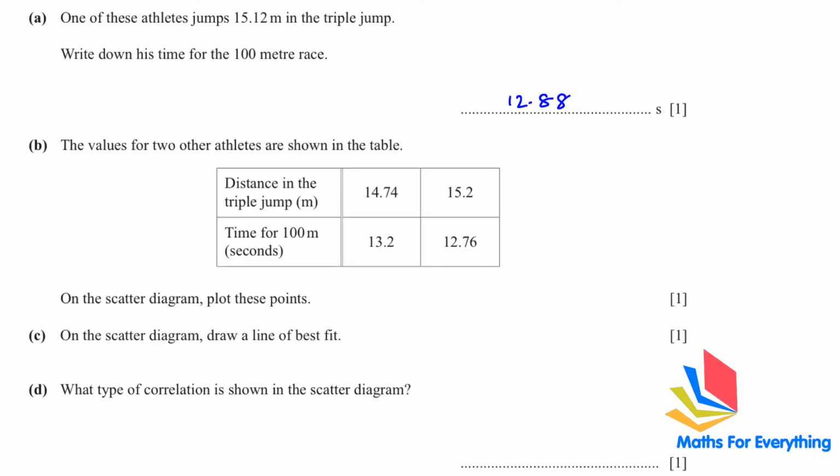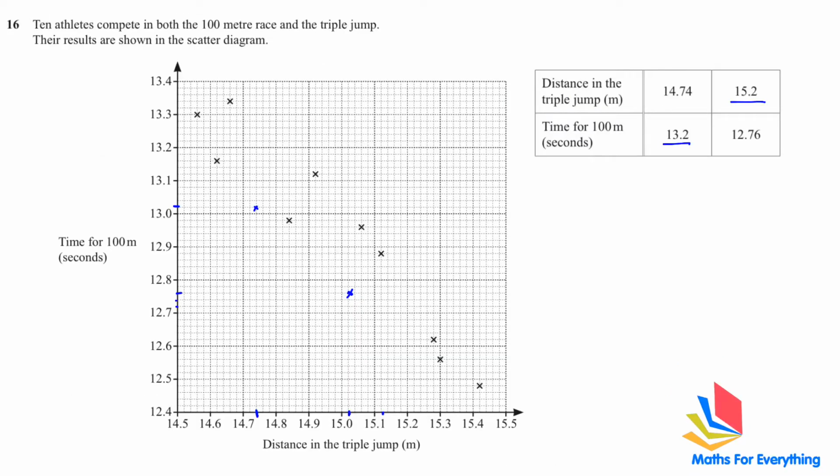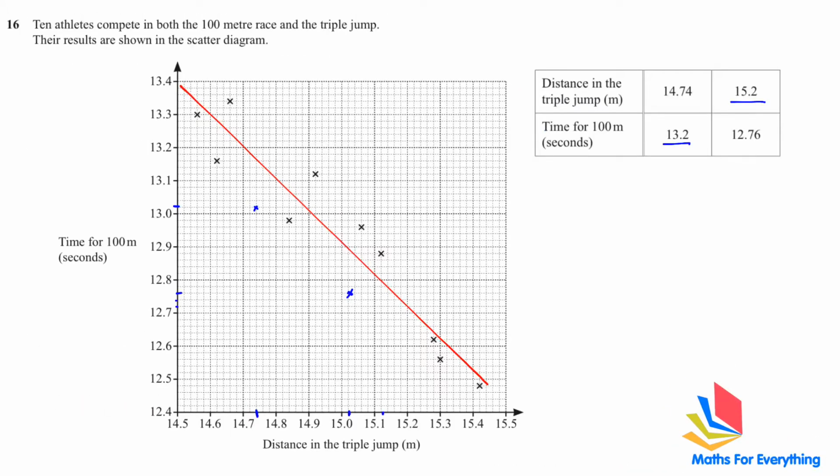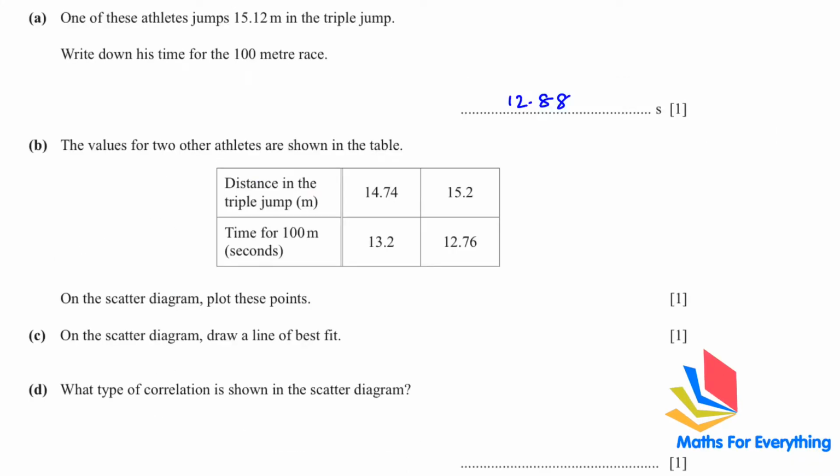Next, on the scatter diagram, draw a line of best fit. When we draw a line of best fit, we try to have an equal number of points on both sides. So this is the line of best fit. Next, what type of correlation is shown in the scatter diagram? You can see the points are going down, right? So it is a negative correlation. We are done with this question.